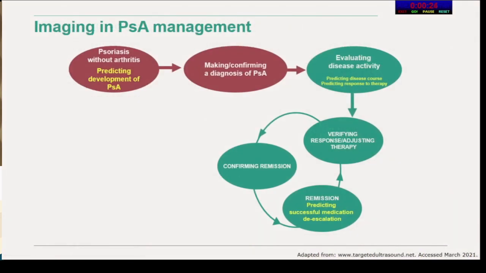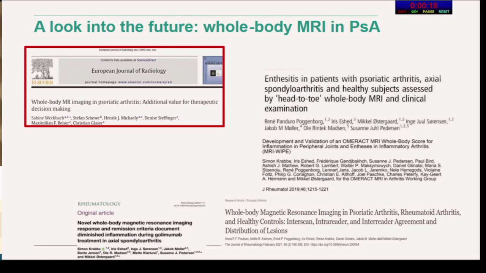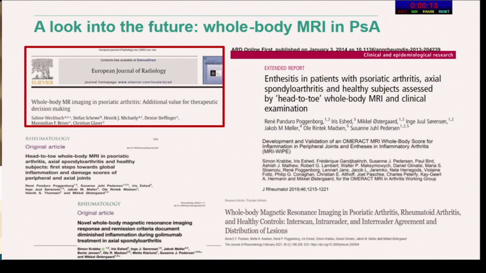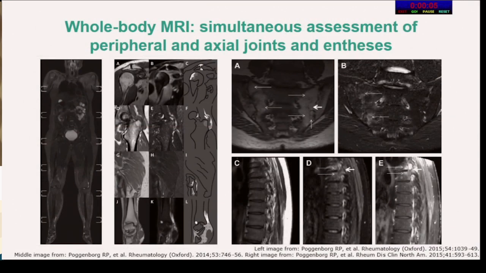So I think I will skip this, in the interest of time, and just show that in the future I think that whole body MRI is quite helpful. It could be quite helpful, both in trials and potentially also in practice. There are a number of different studies, and the attraction is that you can do MRI of the entire body in one examination, examining both the peripheral joints and entheses and the axial joints.